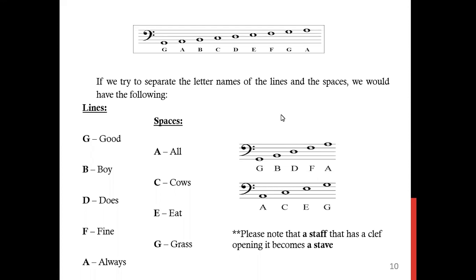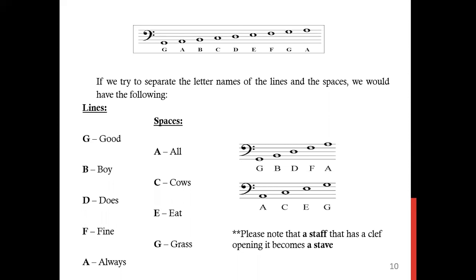So can I say something? Yes, you can. Well, the major difference I'm observing is that for the treble clef, the notes on the lines are E, G, B, D, F. For the first line, it starts with E and ends with F. Why for the bass, the first one starts with G and ends with A. Very good. Very good.